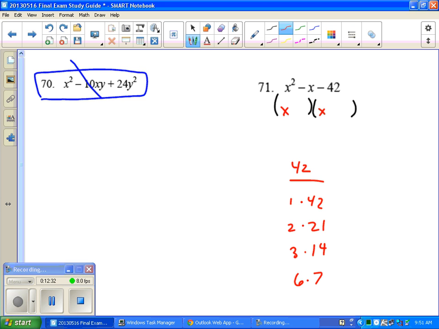So we need the numbers that when we add them, they'll give us the number 1, because there's a 1 coefficient there. 6 and 7 are the only ones that fit that bill. So 6 and 7 fill those spots. This sign right here tells us that the signs are not the same. One's going to be plus and one's going to be minus. This one right here tells us that the larger number is going to be negative. It always tells you the sign of the larger one. 7 is bigger than 6, so it becomes minus. 6 is plus. So x plus 6 times x minus 7.